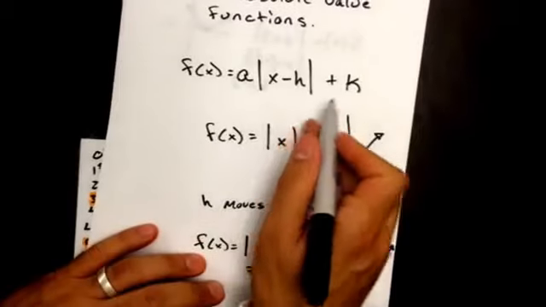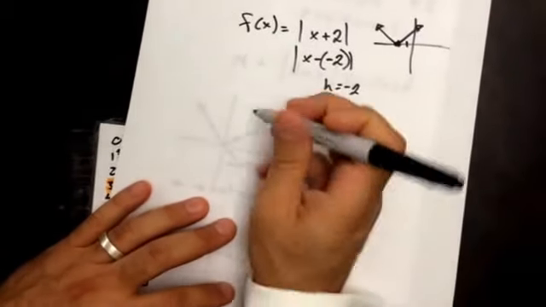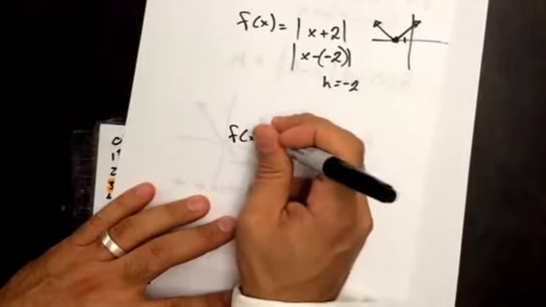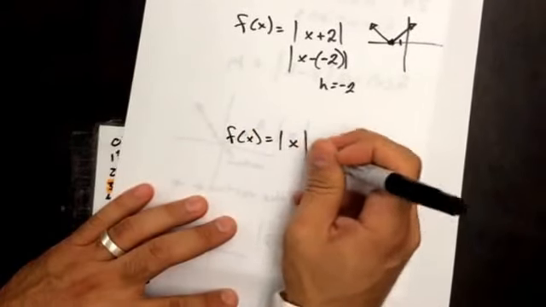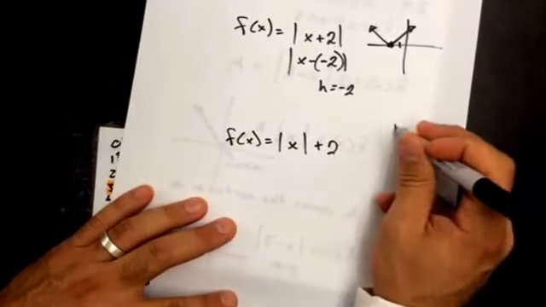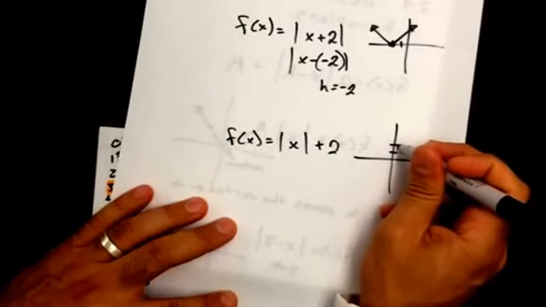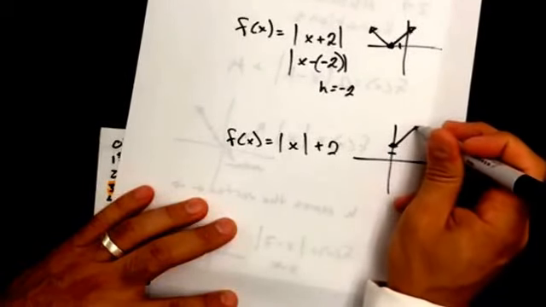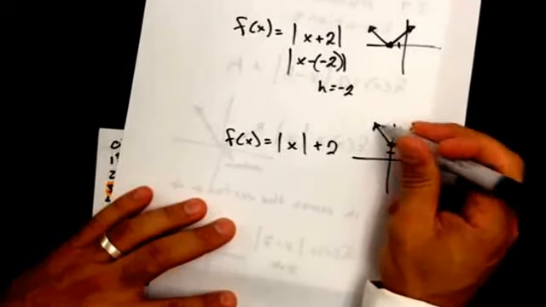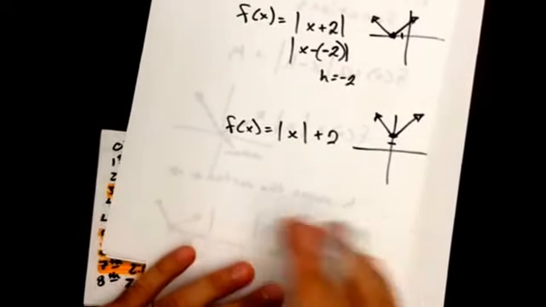K moves you up and down, the one on the outside, and it is exactly how it looks. So if I have something that tells me f of x equals the absolute value of x, plus 2, well, what's happening here? It's moving up 2. The vertex is now right here, still a slope of 1 and -1. So that's what we're looking at.